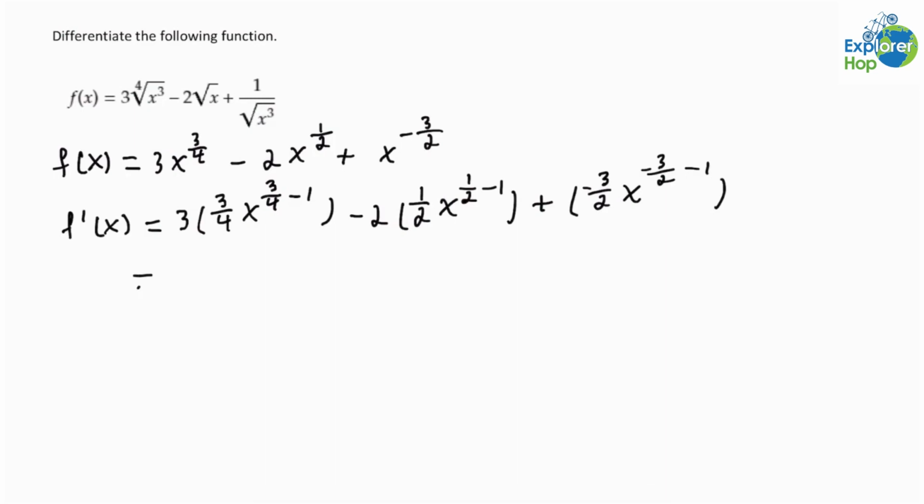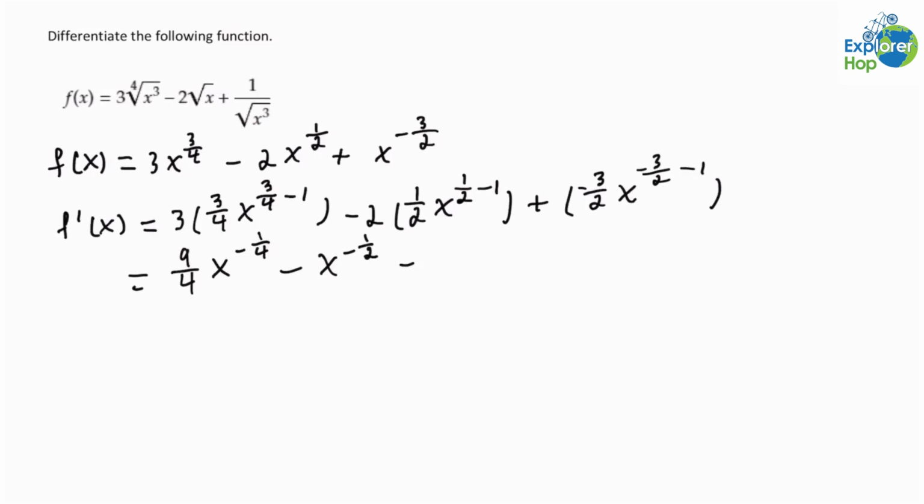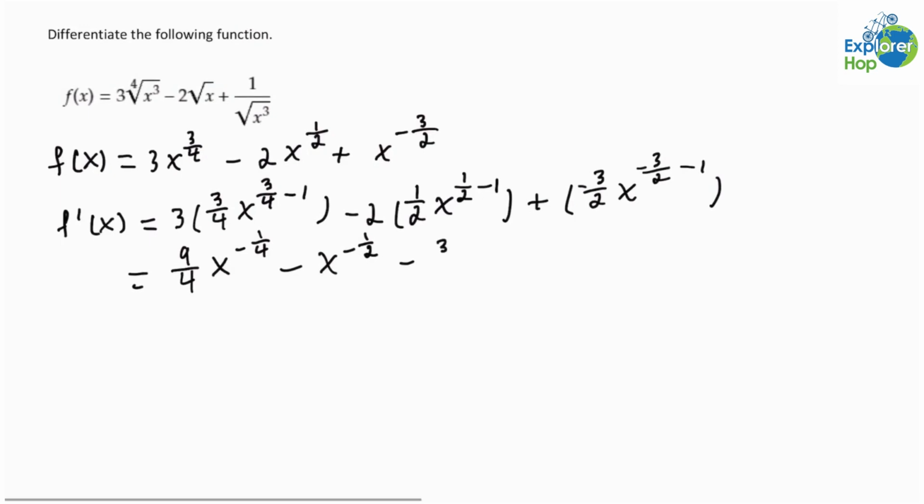And this is equal to 9 over 4 times x to the power of negative 1 over 4 minus x to the power of negative 1 over 2 minus 3 over 2 times x to the power of negative 5 over 2.